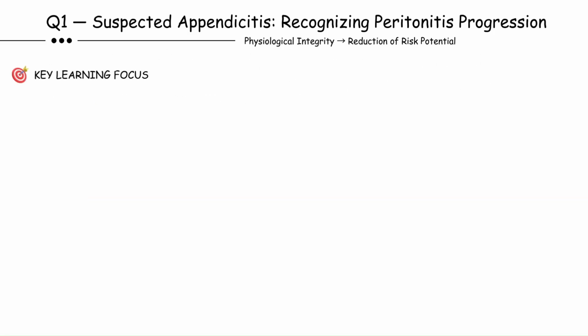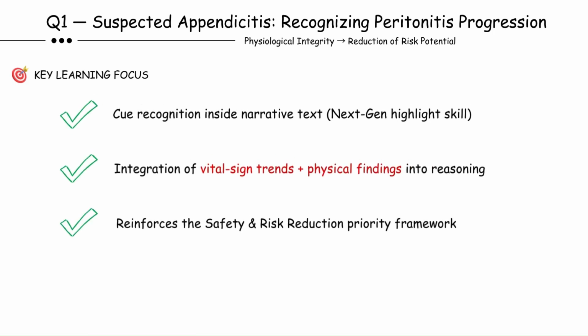Key learning focus. This question trains you to recognize danger cues hidden inside a story. It connects vital signs, physical findings, and clinical reasoning, the exact skill measured on the Next Gen NCLEX. Now that you've recognized peritonitis from an appendicitis scenario, let's move to the next question and strengthen your reasoning further.